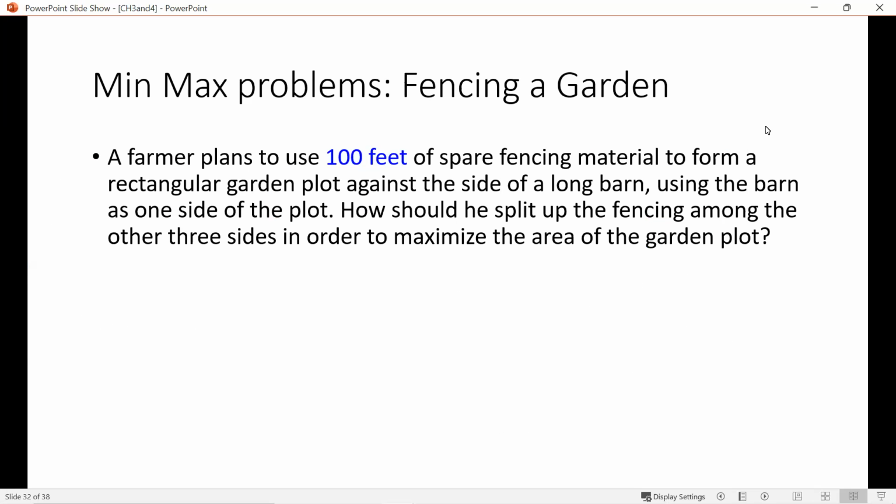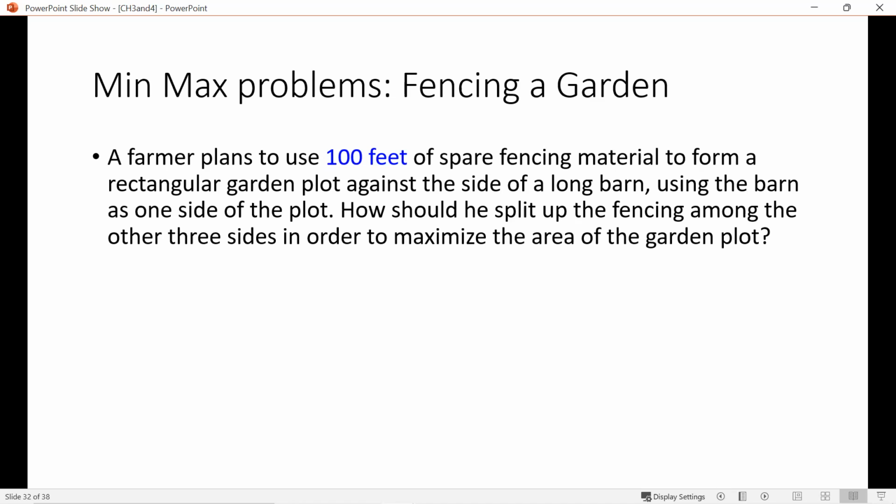Let's do a little bit of min-max problems. We have one example from the textbook. Remember, the minimum or the maximum of your parabola is going to be at the vertex. Your vertex is going to be the minimum if your parabola opens upwards, meaning your a, your coefficient on your x squared term, is positive. And your vertex is going to be a maximum if your parabola opens downwards, meaning the a is negative.